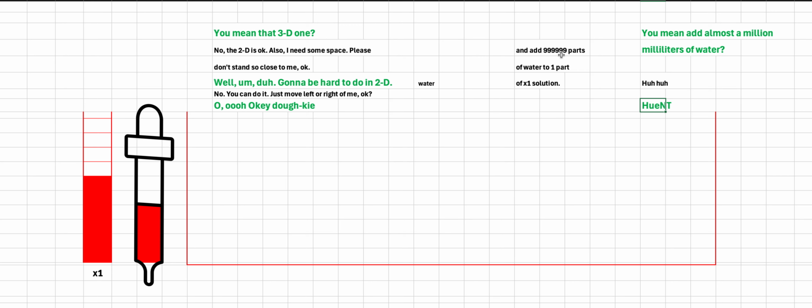Now, so you're going to add 999,999 parts of water to 1 part of a times 1 solution. You mean add almost a million milliliters of water? Yeah, I mean, you could talk about it as milliliters. It's unit, whatever the unit is, tons, gallons, whatever.